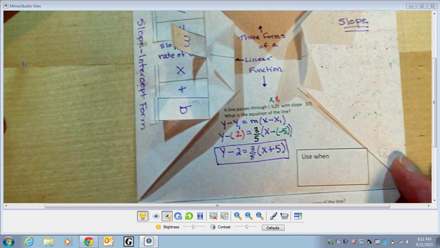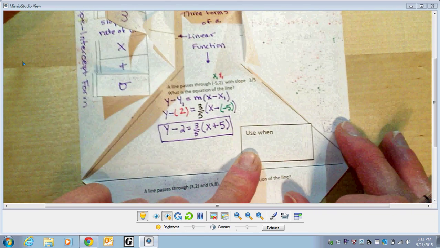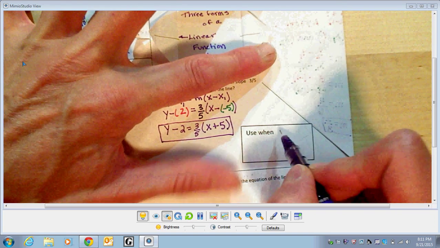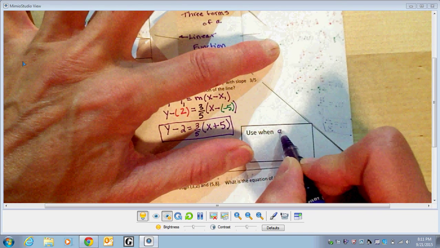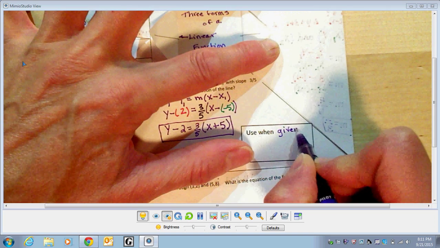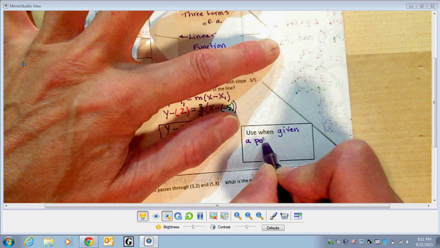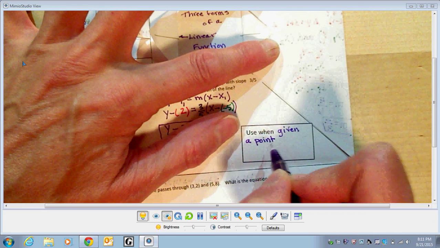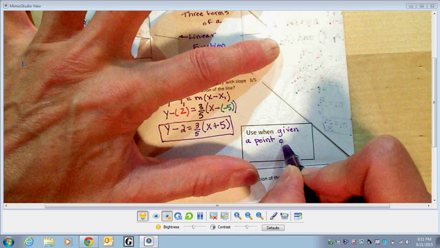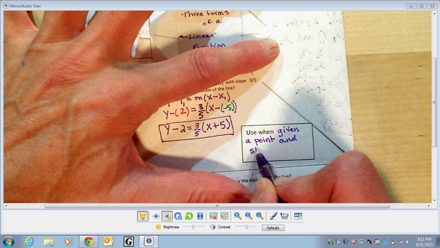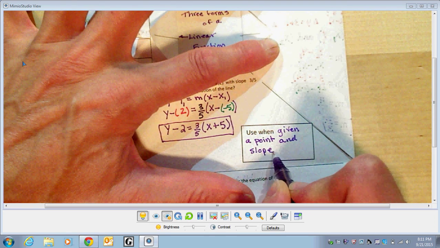So the question is, when do we use the point-slope form? Well, we use the point-slope form when given a point. It could be more than one point. It has to have at least one point. So at least a point and the slope. Okay?